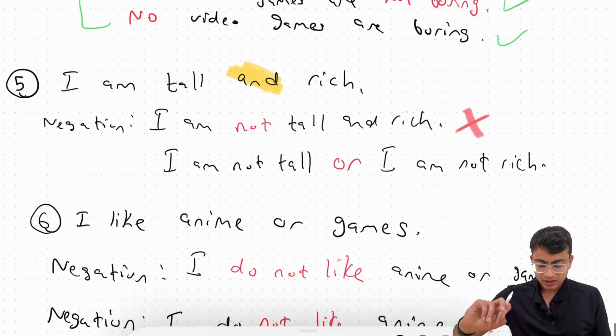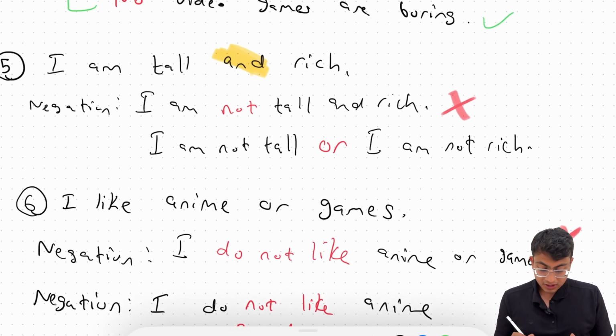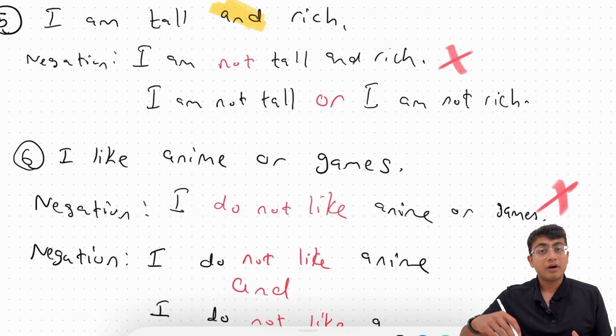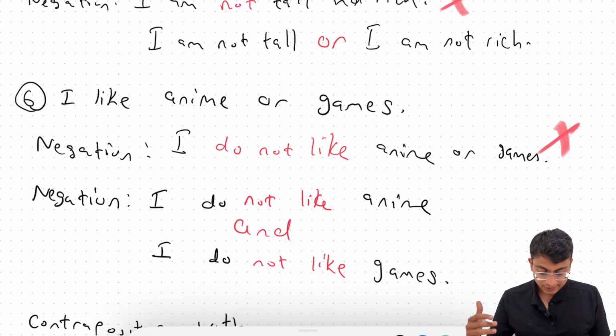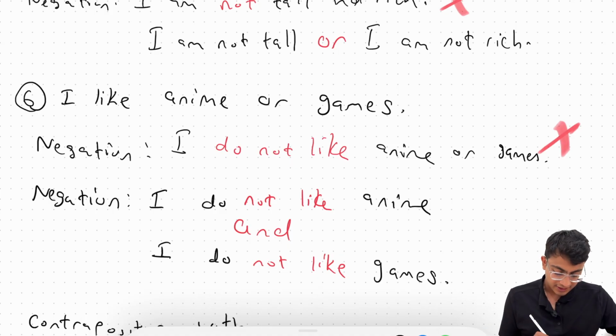Same thing with or. Some people might think the negation of "I like anime or games" would be "I do not like anime or games." This is incorrect. The correct negation of an or is an and. I do not like games and I do not like anime. This is the correct negation.